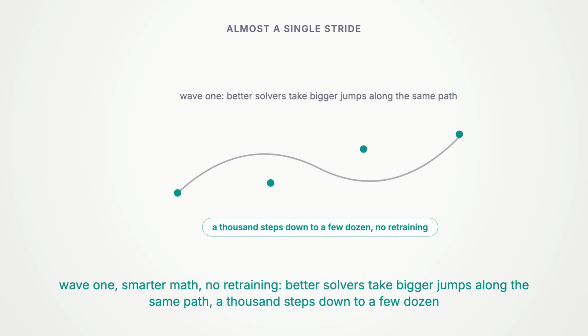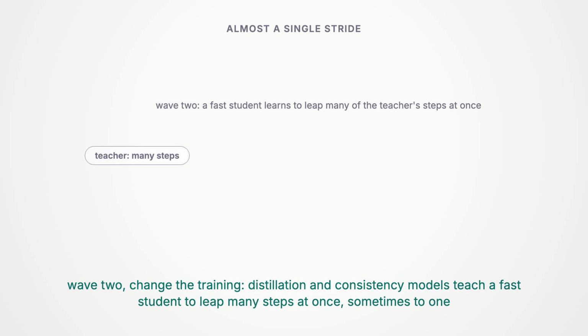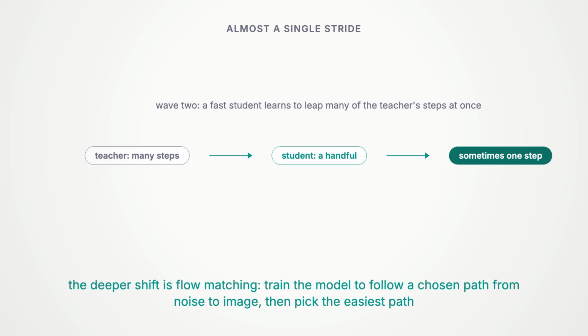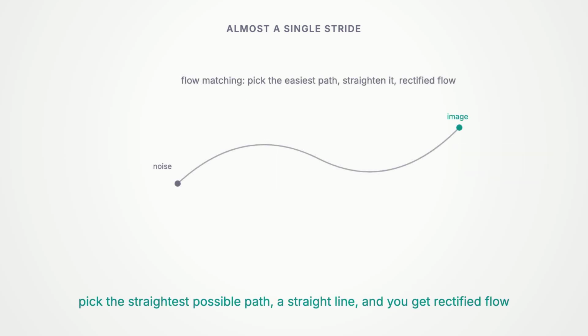To go lower, you change the training itself. Distillation and consistency models teach a fast student to leap across many of the teacher's steps at once, collapsing dozens into a handful, sometimes down to a single step. But the deeper shift, the one that defines the 2026 frontier, is flow matching. Flow matching is the general idea of training the model to follow a chosen path from noise to image, and then picking the easiest path to walk. Pick the straightest possible path, a straight line, and you get the version called rectified flow.